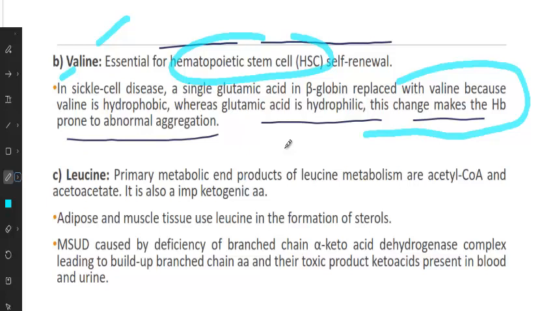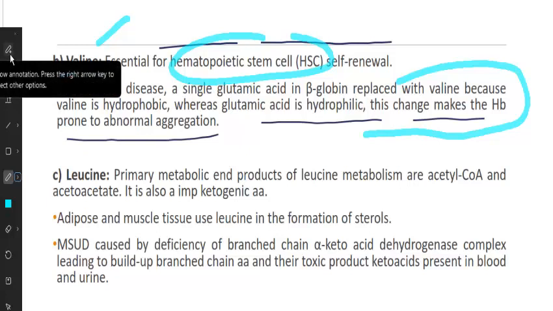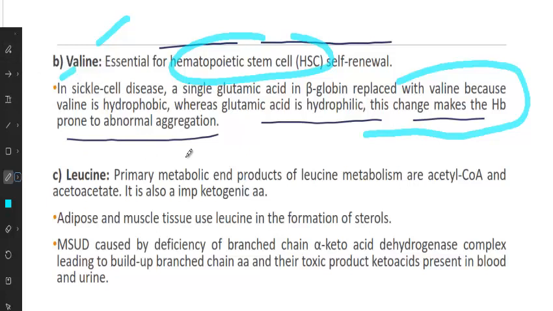And why is this a ketogenic amino acid? Because they form acetyl coenzyme A and acetoacetate as end products. Adipose and muscle tissue use the lysine for the formation of sterols.